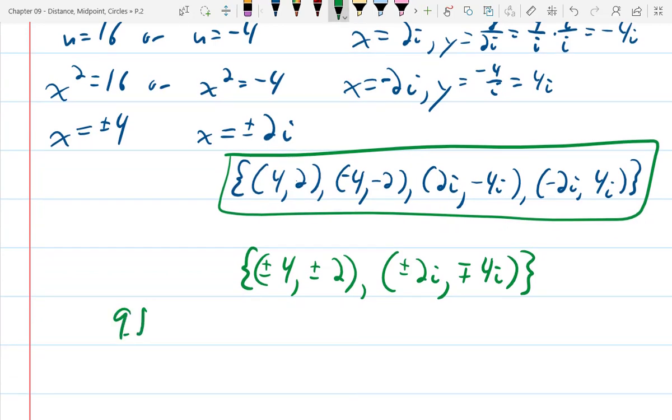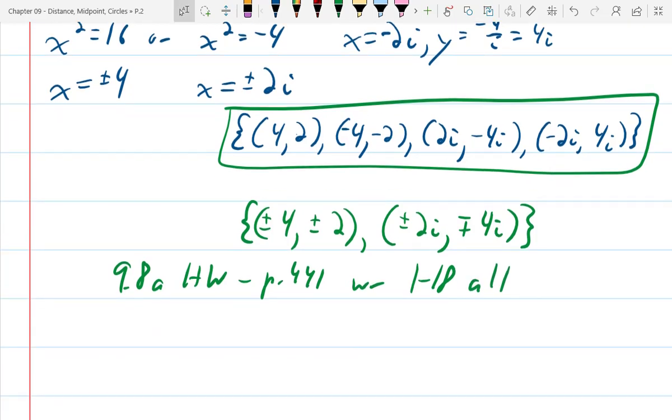Okay, we are done. The homework for this is 9.8 homework page. I should not write this because if I ever change this in years to come, then this is not going to be accurate. But the directions are really important here. So that's the homework itself.